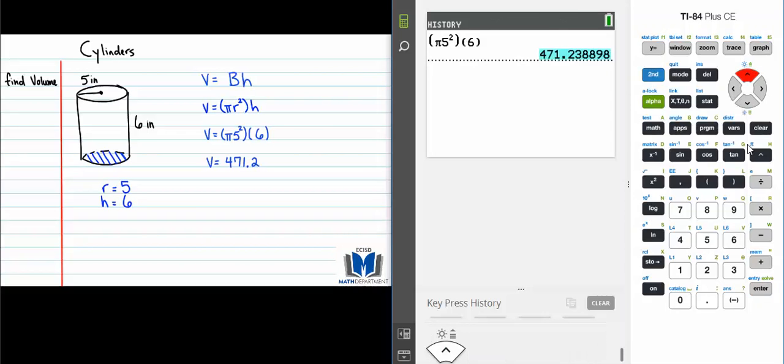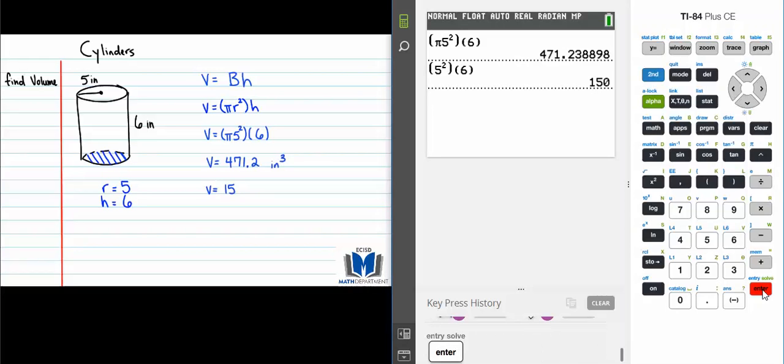I'm going to work out the same problem. In fact, I'll just copy that. And I want to work it out in terms of pi. When I say in terms of pi, that means you work it out without the pi. So my other answer is actually 150 pi. Instead of multiplying the pi, you just bring it down. And then of course, you don't want to forget your units cubed.